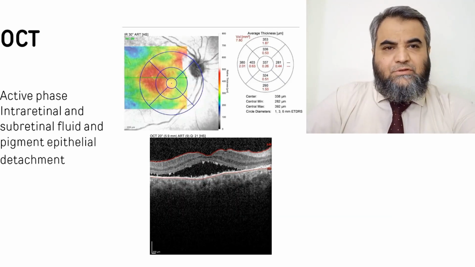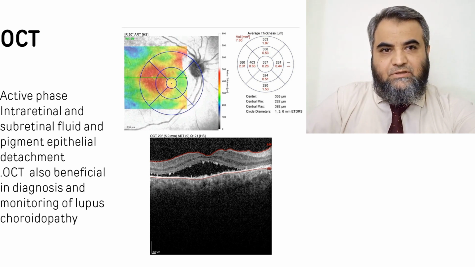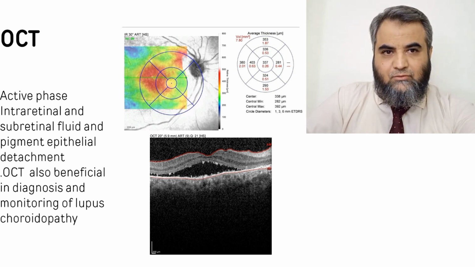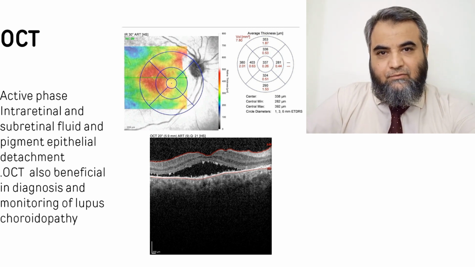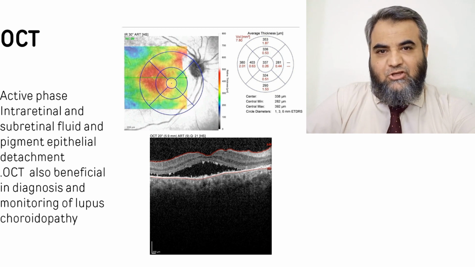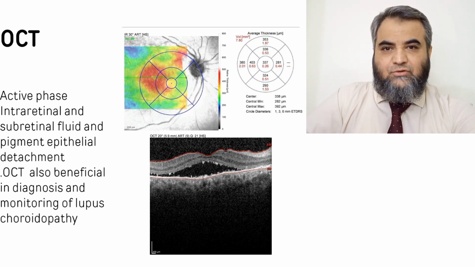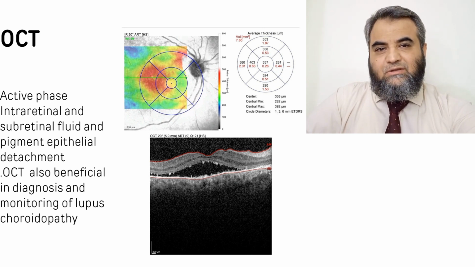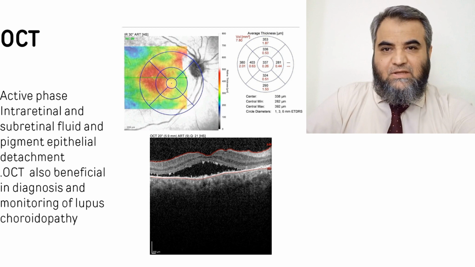Apart from fluorescein angiography, OCT is very important in the diagnosis. It shows us subretinal fluid and intraretinal fluid. It can also show us a pigment epithelial detachment. So OCT is a very important tool in the diagnosis and management of these patients. As shown in this image slide, you can appreciate subretinal fluid in the macular area.